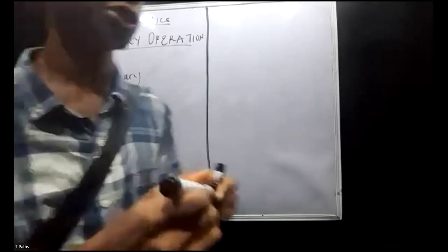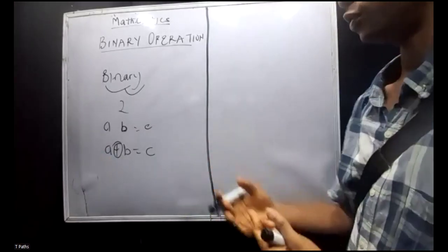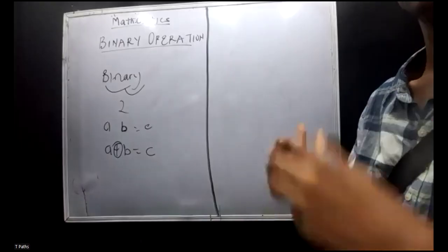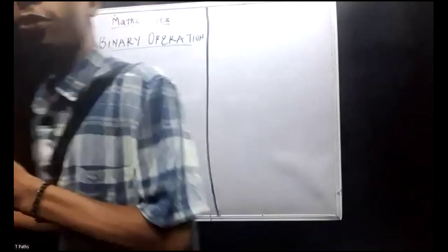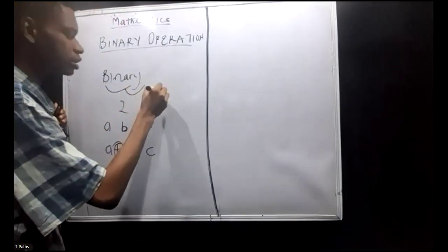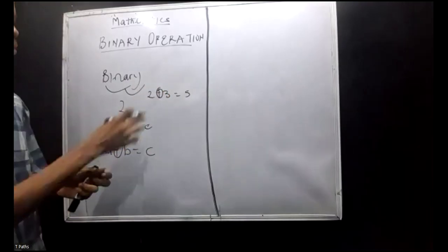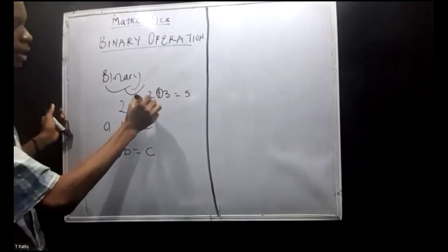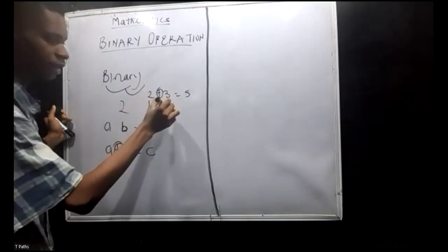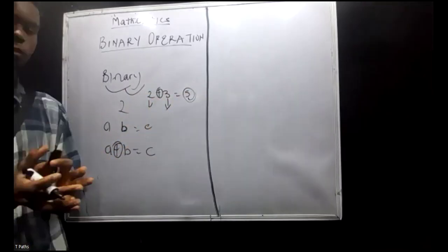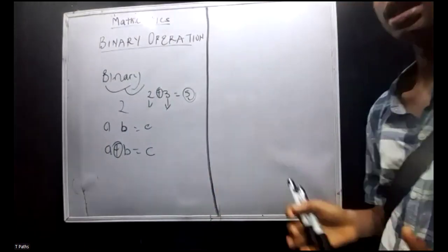So now what are binary operations in mathematics? Binary operations include multiplication, subtraction, division, addition. Why? Because they can combine two numbers to produce an entirely different number. So if I say 2 plus 3, it's going to give me 5. So this plus here, this addition sign, is a binary operation because it combines this and this to give this. That is binary operation.